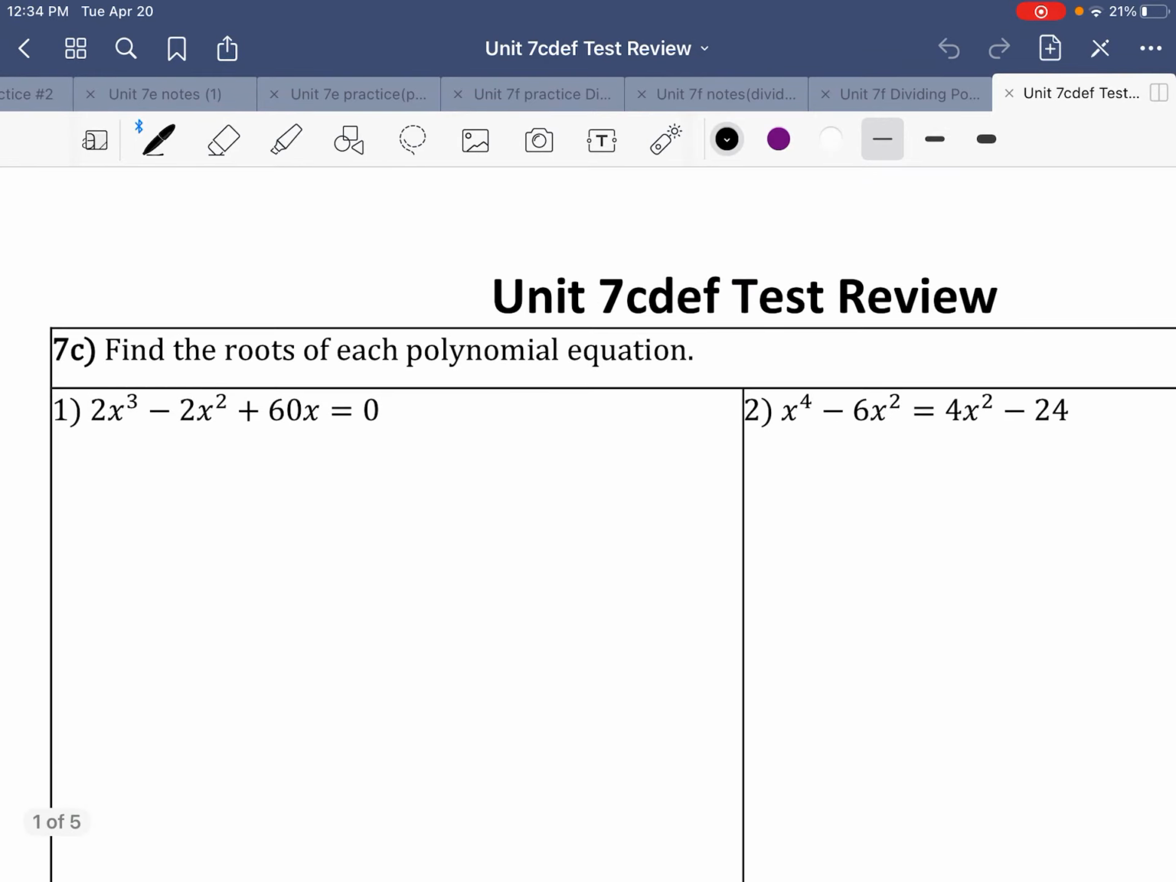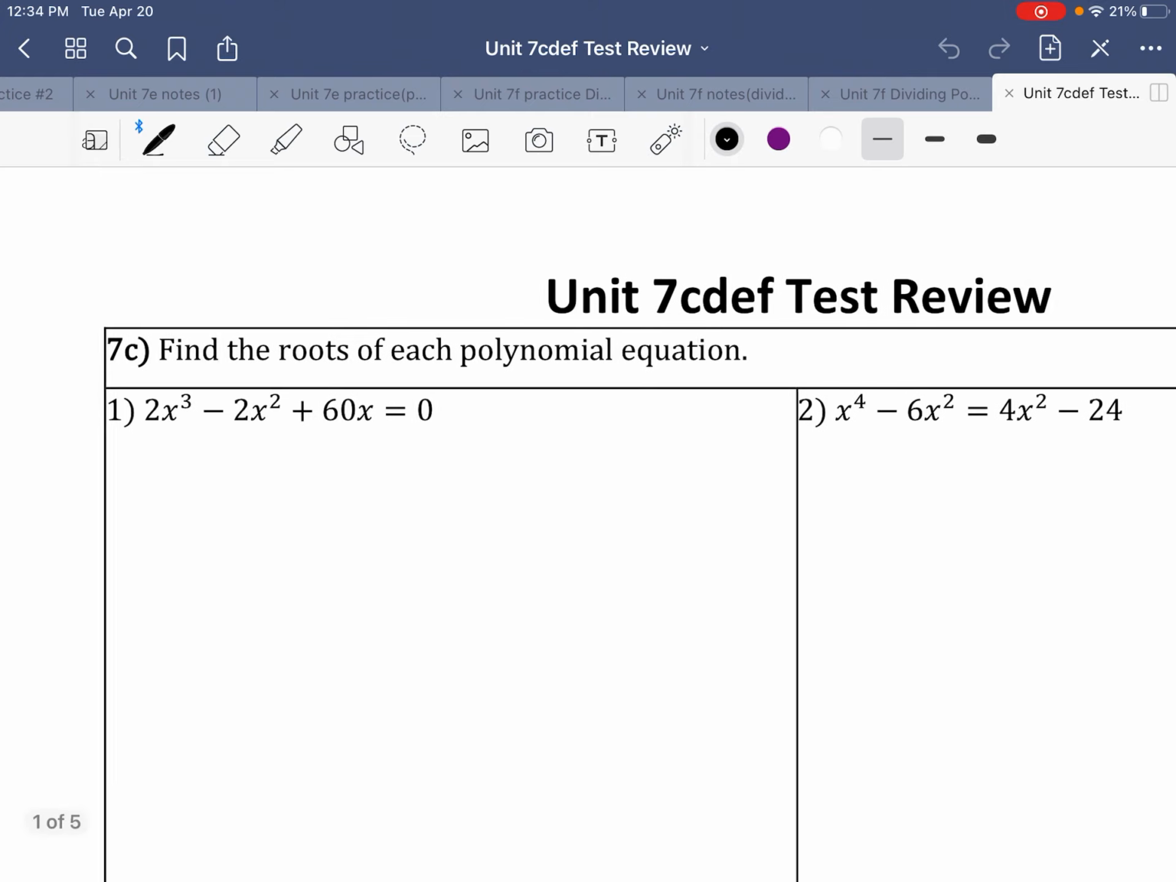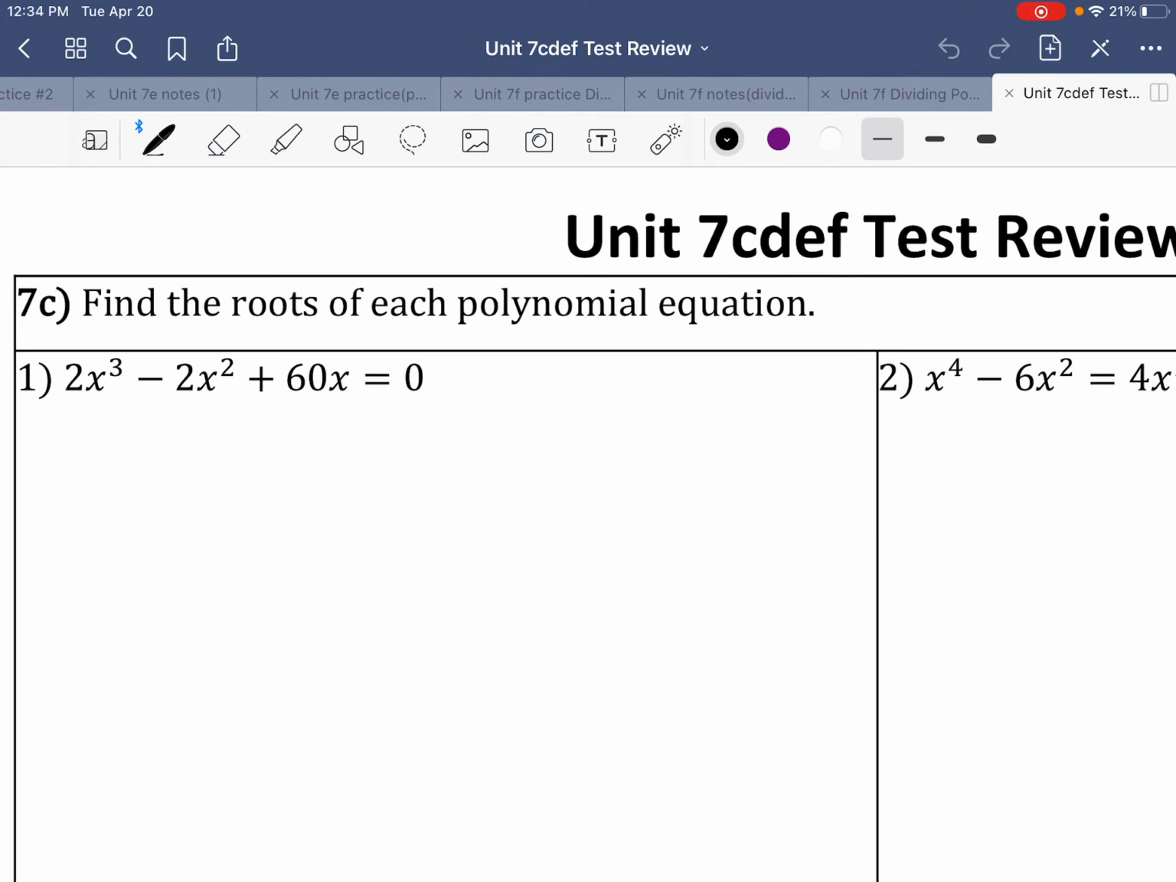All right, so this is the Unit 7C DEF test review. So finding the roots, we need to do this by factoring. And remember, to factor, always find the greatest common factor if there is one right away. So GCF, and we look at each individual term and what you can divide each individual term by. So 2, 2, and 60, that's 2, x to the third, x squared, and x. X is the smallest, so your greatest common factor is 2x.